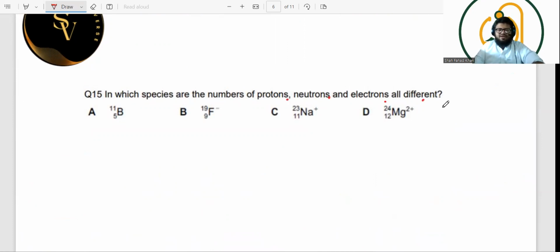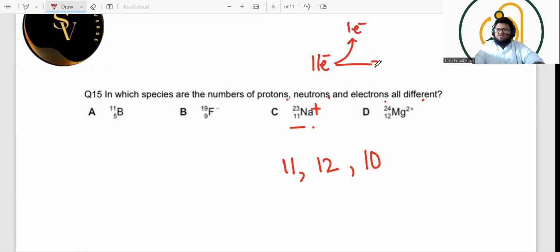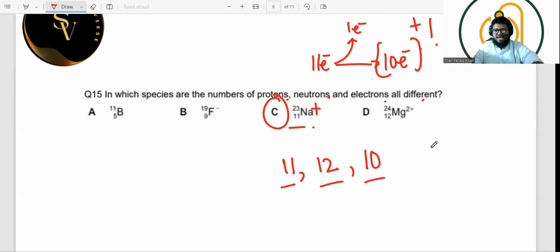And the last question of this lecture: in which species are the numbers of protons, neutrons and electrons all different? We need to check all of them one by one. Let's look at option C. Now, protons are 11, neutrons are 12. 23 minus 11 is 12. What about electrons? They're just 10 electrons, because this is positively charged and the charge is +1 only, right? +1 would actually mean that originally it had 11 electrons, but after losing one electron, it is left with only 10 electrons. And that is how it got a charge of +1. So protons, neutrons, and electrons are all different from one another, hence C is the correct answer.